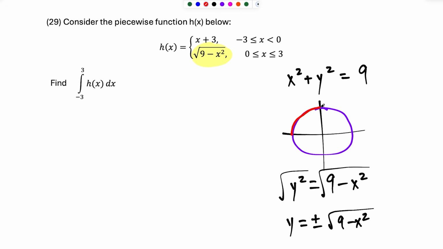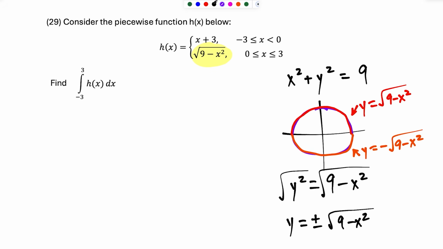The plus would represent the top piece here. This would be the y equals square root of 9 minus x squared part. And then underneath, I would have the y equals minus square root piece. Okay, so this would be y equals minus square root of 9 minus x squared. So for this, how does that help us with the question?